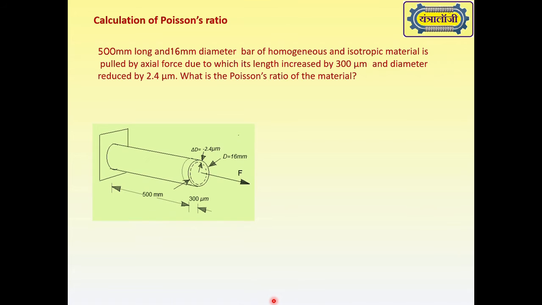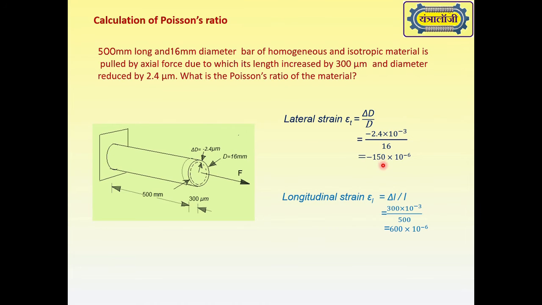Here the reduction in diameter is 2.4 micron, which is 2.4 into 10 raised to minus 3 millimeters. Similarly, the increase in length is 300 micron, which is 300 into 10 raised to minus 3 millimeters. Hence, the lateral strain epsilon t is equal to delta D upon D, reduction in diameter upon original diameter. We'll take it as negative since it is a reduction in diameter. So we get lateral strain as minus 150 into 10 raised to minus 6, and longitudinal strain will be positive. So it is 300 into 10 raised to minus 3 upon 500 mm. So longitudinal strain will be 600 into 10 raised to minus 6.